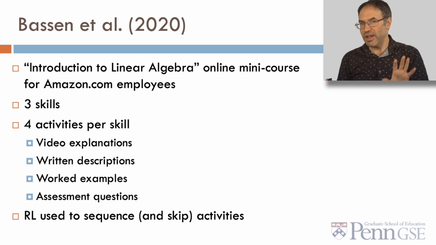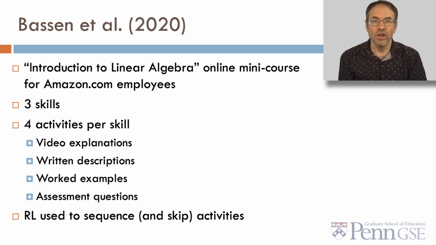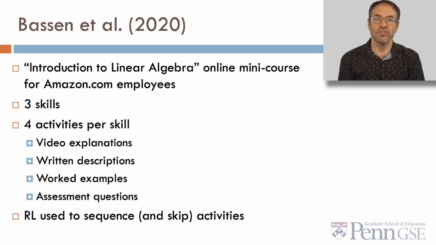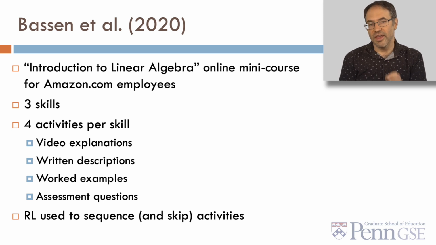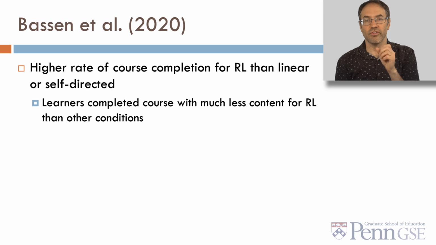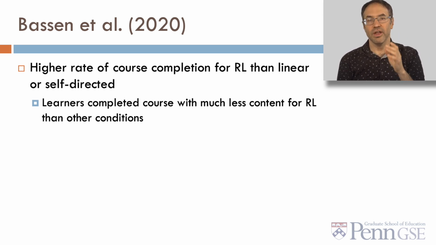And in a final example, and I hope this illustrates just the sheer richness of the work in this area, Basson et al. looked at Introduction to Linear Algebra, an online mini-course for Amazon.com employees. They had 3 skills and 4 activities per skill: video explanations, written descriptions, worked examples, and assessment questions, and they used reinforcement learning to sequence and choose activities to skip. They found a higher rate of course completion for the reinforcement learning-based condition than a linear condition or a self-directed condition. However, learners who completed the course under reinforcement learning typically experienced considerably less content than students in the other conditions.